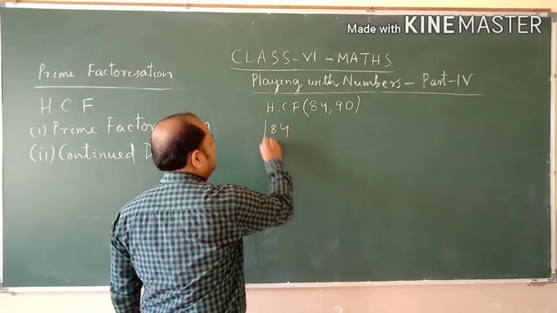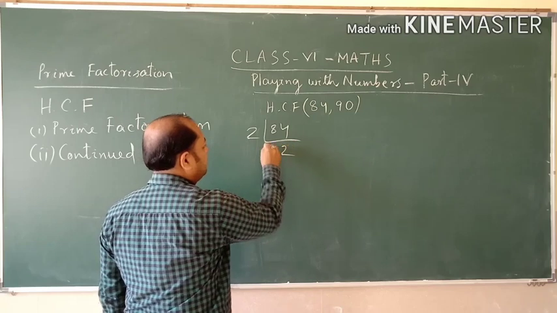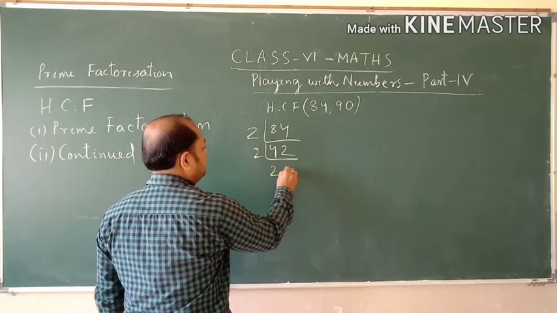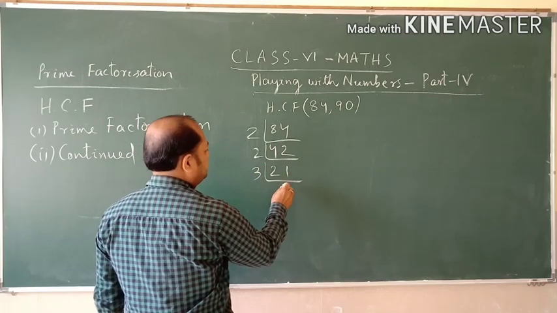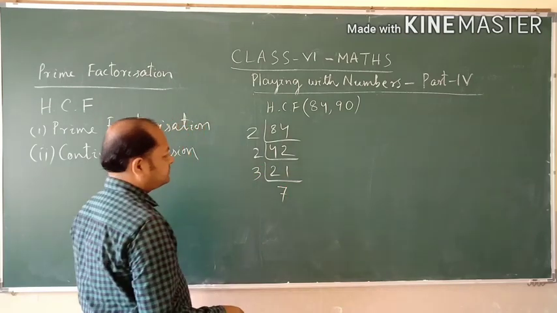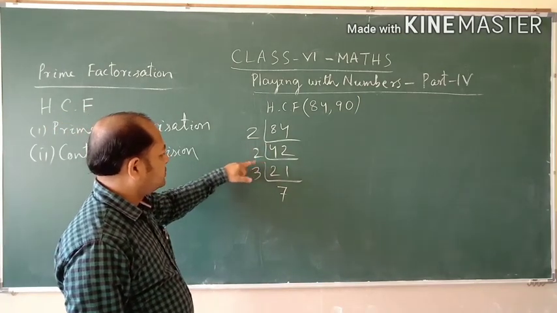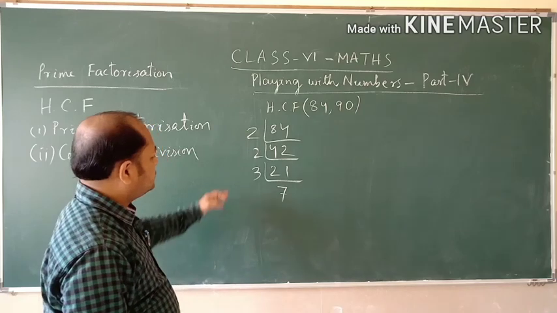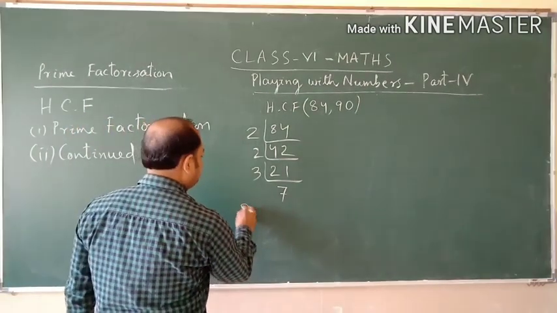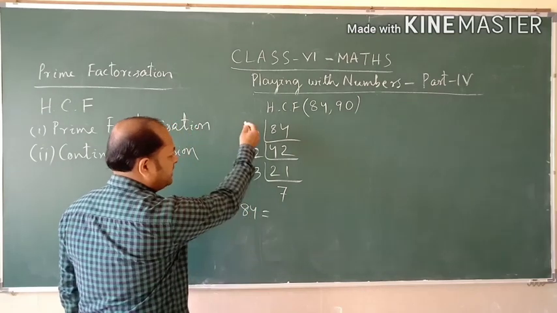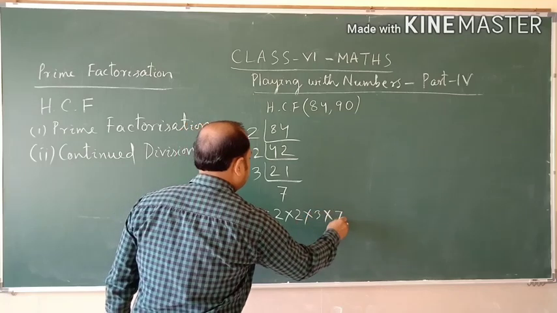Find out the prime factors of 84. So 2 into 42 is 84, 2 into 21 is 42, and 3 into 7 is 21. So here we see that these are the factors of 84. Write down the factors of 84, all are prime numbers: 2 into 2 into 3 into 7.